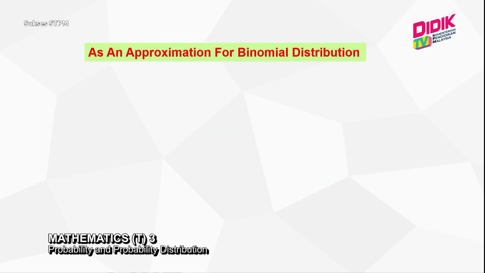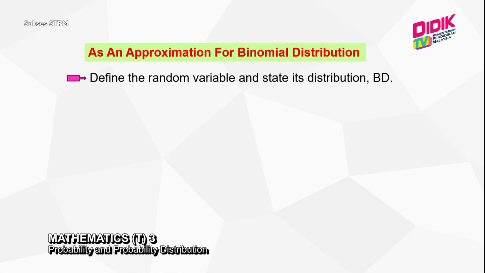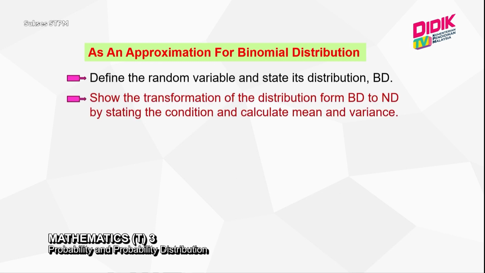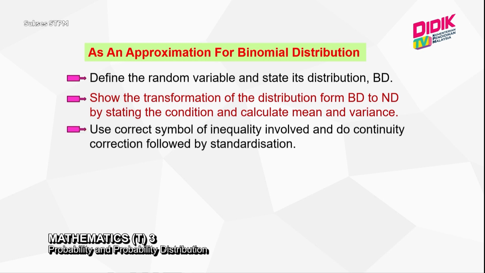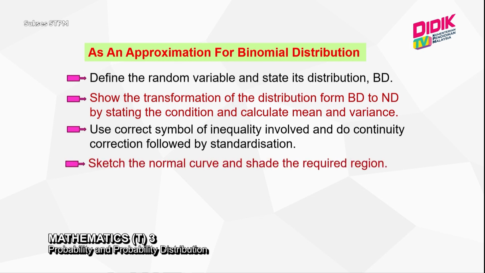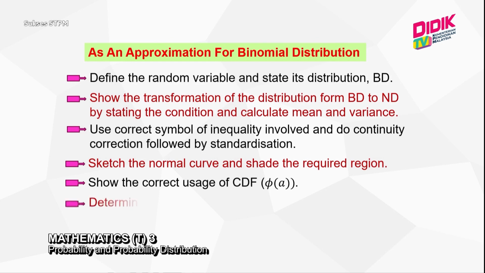In the next part of this chapter, we will use normal distribution as an approximation for binomial distribution. Almost identical to just now, but slightly different. First we have to define the binomial distribution. Next, we have to show the transformation of the distribution, that means we transform from binomial distribution to normal distribution by stating the condition and calculating the mean and variance. After that, it all follows exactly like just now. So you have to sketch the normal curve, shade the required region, show the usage of CDF, and lastly determine the probability by using the table or calculator.